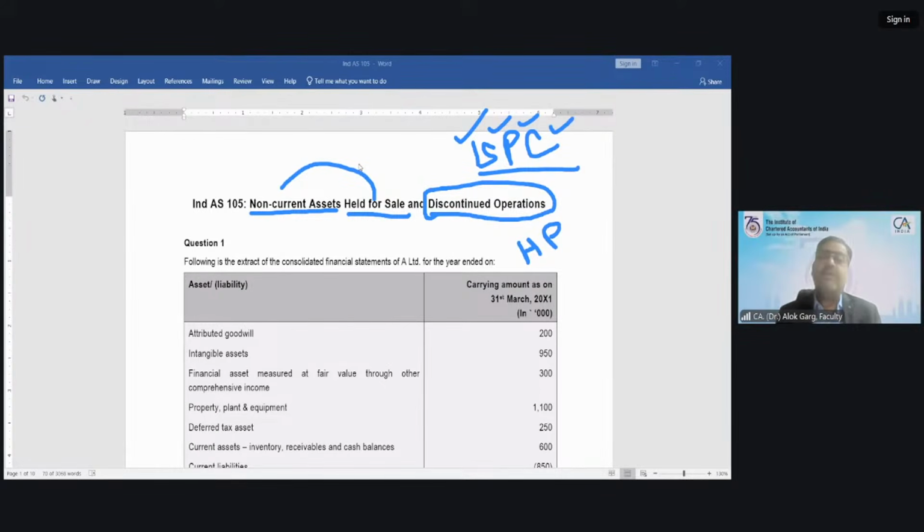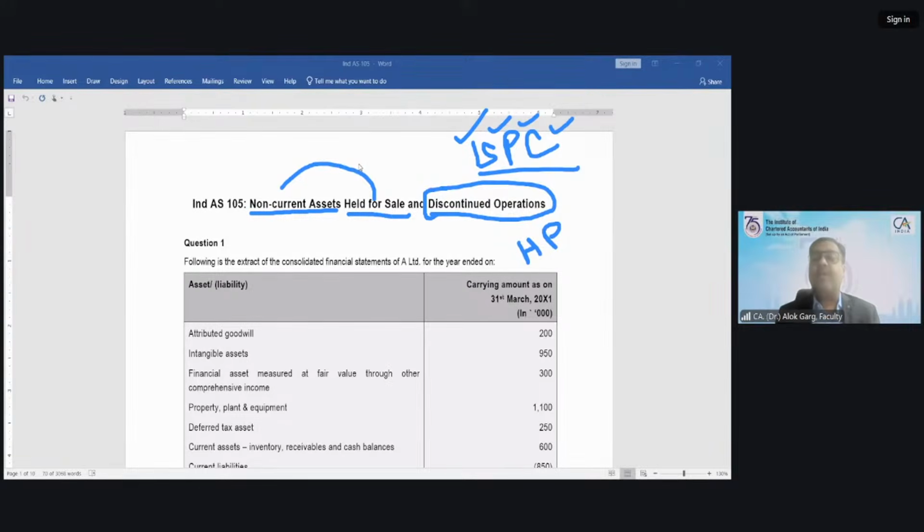Friends, whenever a non-current asset or a disposal group is classified as held for sale, it has to be shown under a separate line item in the balance sheet as a non-current asset held for sale or disposal group held for sale, and it comes under current assets. When an individual item or group of assets is classified as held for sale, the depreciation or amortization has to be stopped immediately on the date of classification as held for sale.